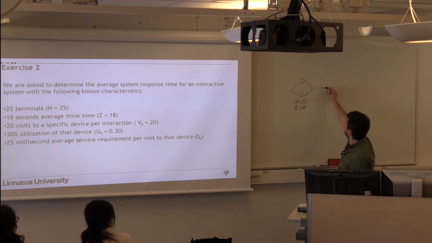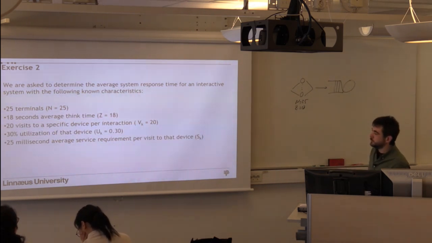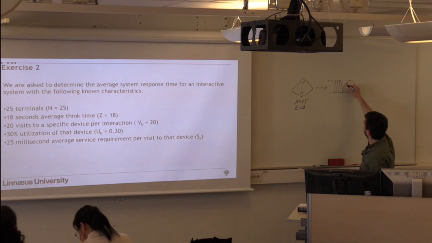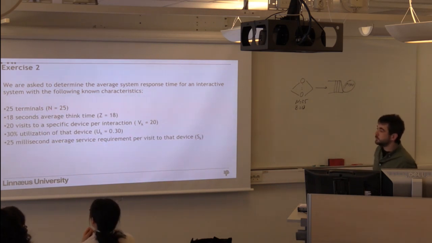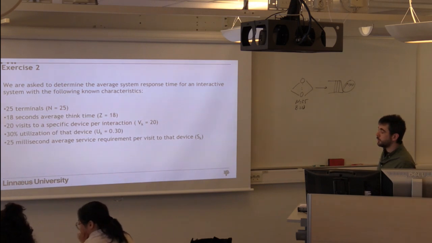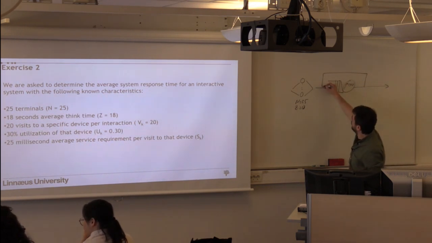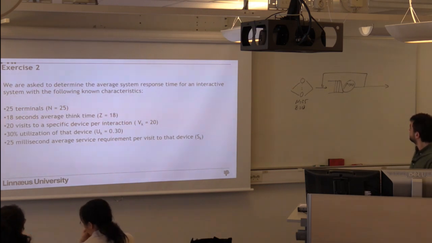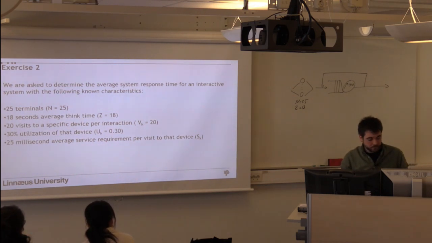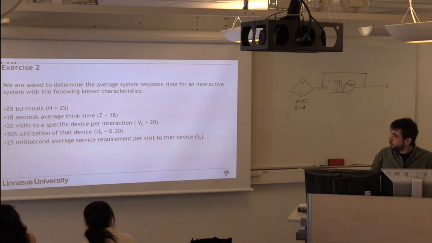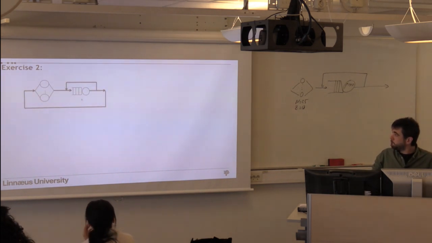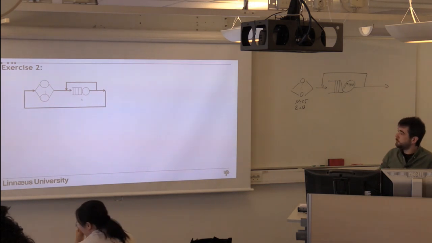And then they produce visits to a device which has 25 milliseconds of service time, so let's see, a rate of 40. The inverse, 40 per second. It is used 30% of the time, and before leaving, it revisits, actually 20 visits, on average. And we want to know the response time. So this is the same model.